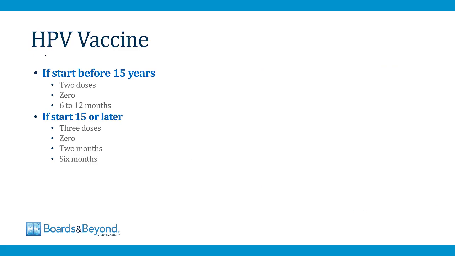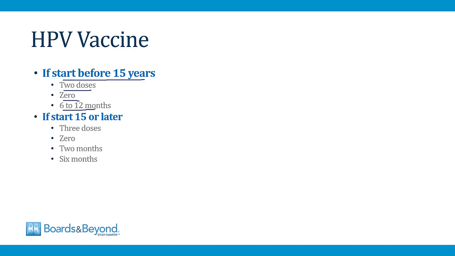Now there's a special caveat to the dosing of the HPV vaccine that's high yield for your shelf exams and your board exams. If children begin their vaccination schedule for HPV before 15 years of age, at age 11 or 12 as is recommended, then they only need 2 doses, one dose at time 0 and a second dose at 6 to 12 months.